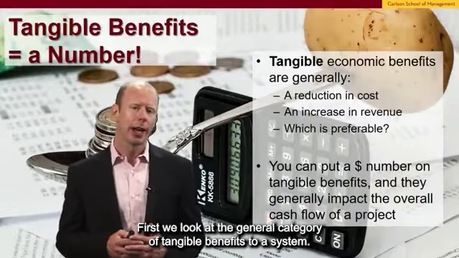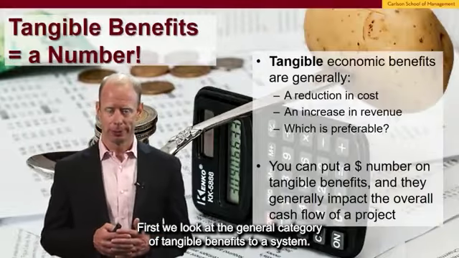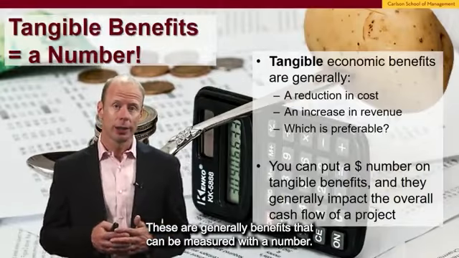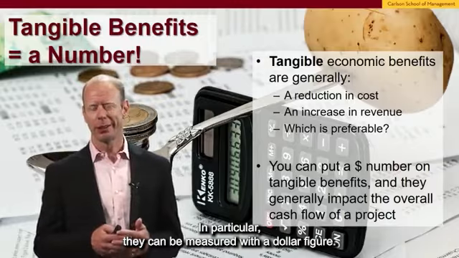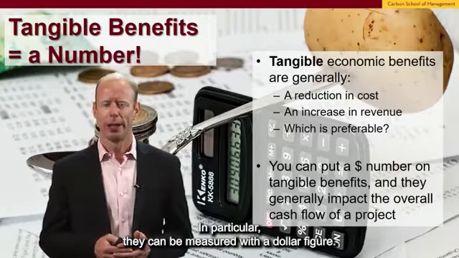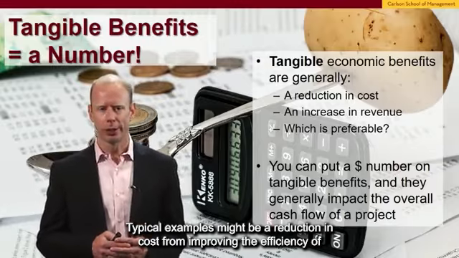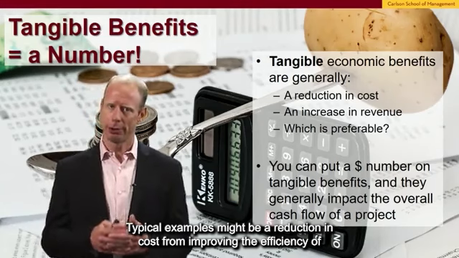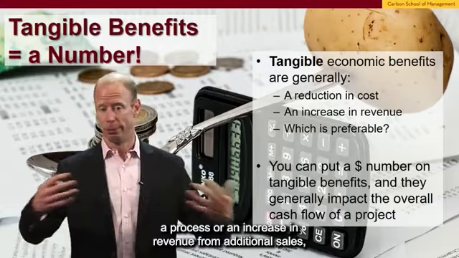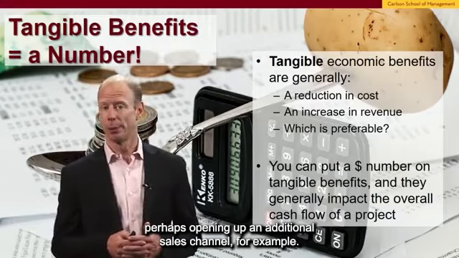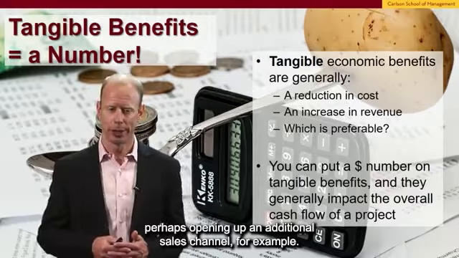First, we look at the general category of tangible benefits to a system. These are generally benefits that can be measured with a number. In particular, they can be measured with a dollar figure. Typical examples might be a reduction in cost from improving the efficiency of a process, or an increase in revenue from additional sales, perhaps opening up an additional sales channel, for example.